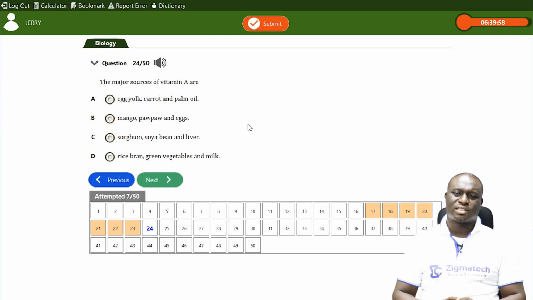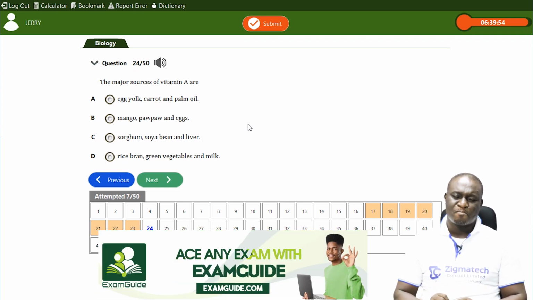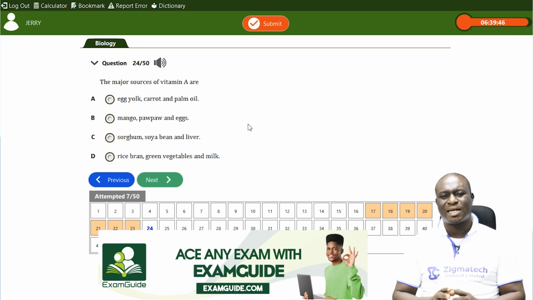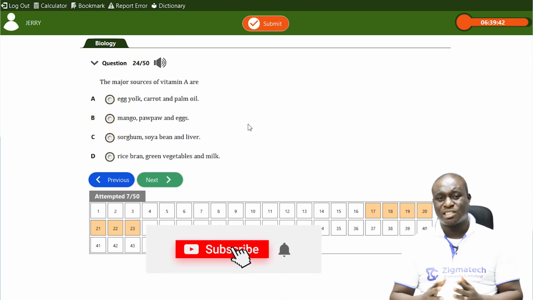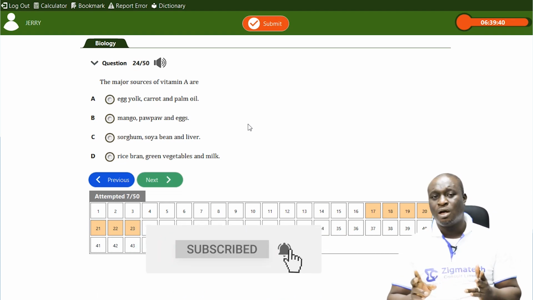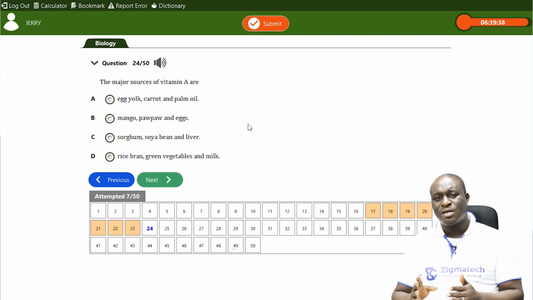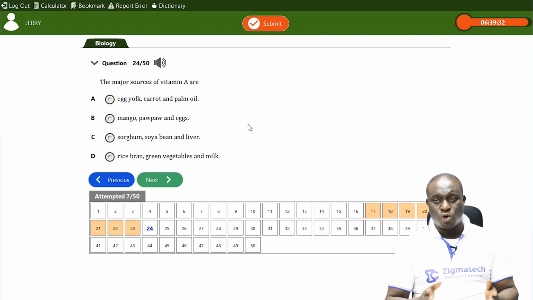Next question: the major source of vitamin A is... Now understand that vitamins are one of the classes of food. We have about 7 classes of food. We have carbohydrates, proteins, fats and oils, mineral salts, vitamins, roughages, as well as water.